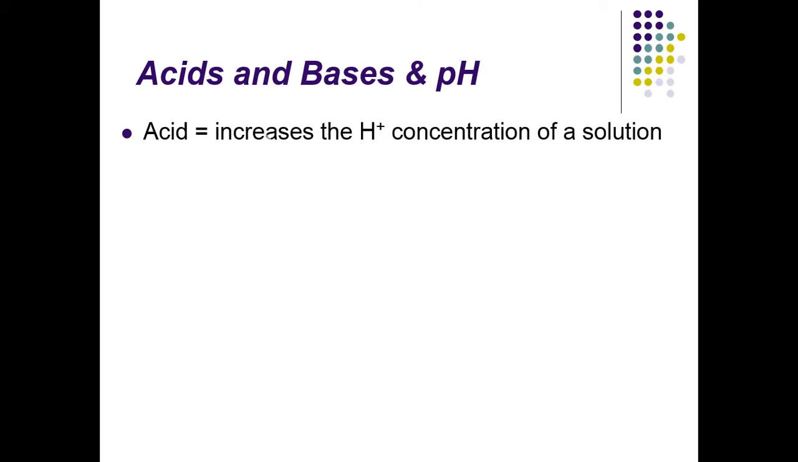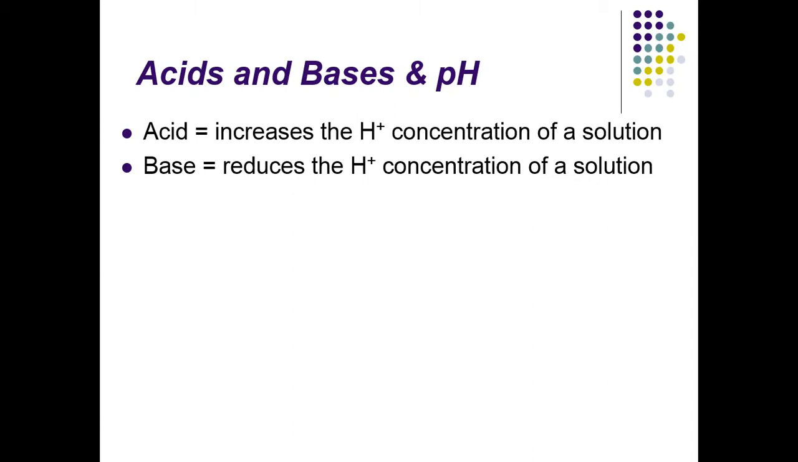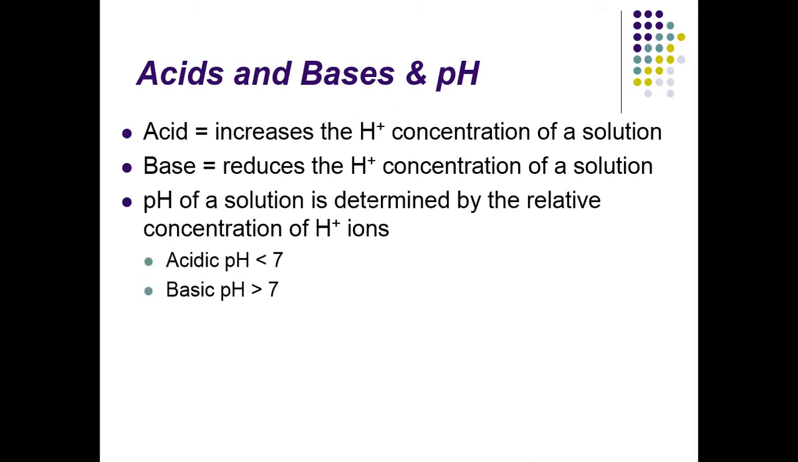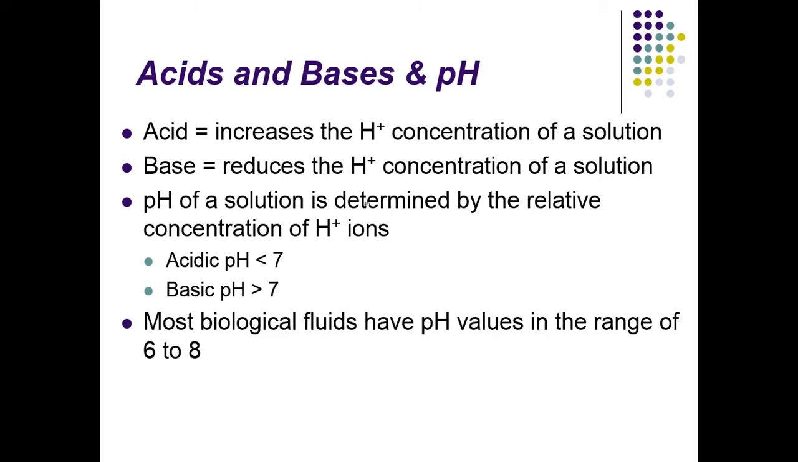An acid increases the hydrogen ion concentration of a solution. A base reduces that concentration in a solution. The pH of a solution is determined by the relative concentration of hydrogen ions. Acidic pH is anything less than 7, and a basic pH is greater than 7. Most biological fluids, the things that you find in your body, have pH values in the range of 6 to 8, so they're mostly neutral.